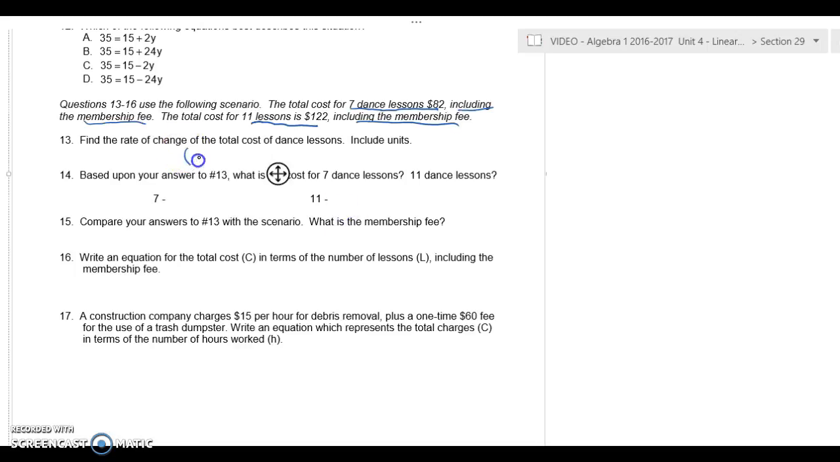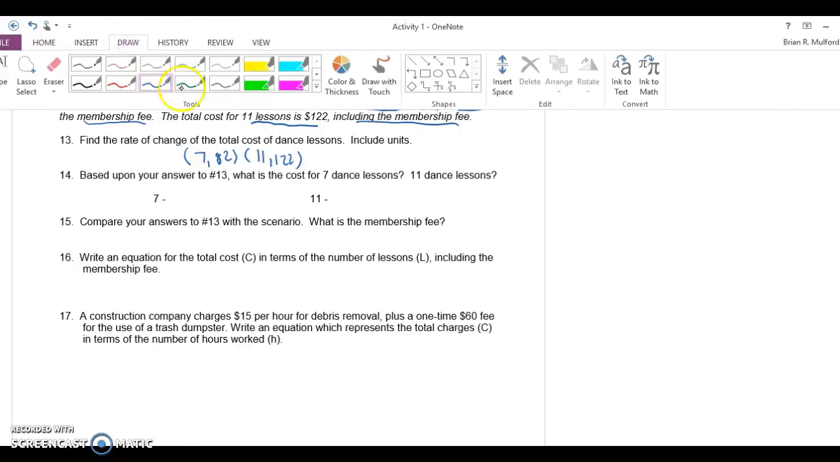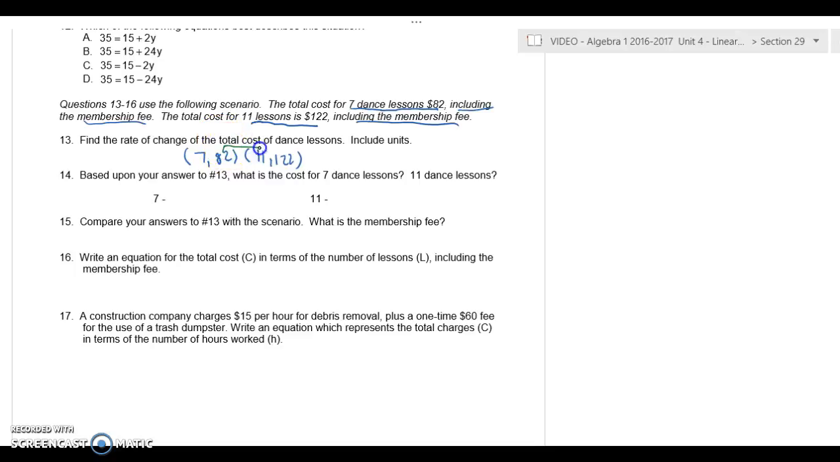So I'm going to set this up as an ordered pair and another ordered pair from the second data point. And I'm going to find the difference in these. So if we find the difference from 82 to 122, that's a plus $40. And the difference in our input, which is the number of lessons, is a plus 4. So when we find our rate of change, we're going to end up having $40 for 4 lessons. So our rate of change then is $10 per lesson.